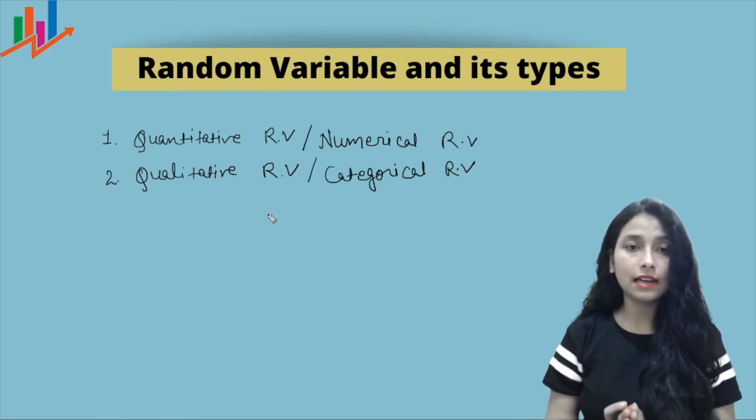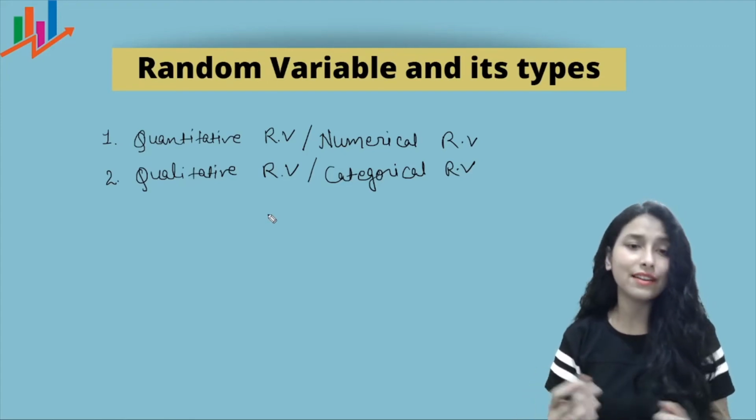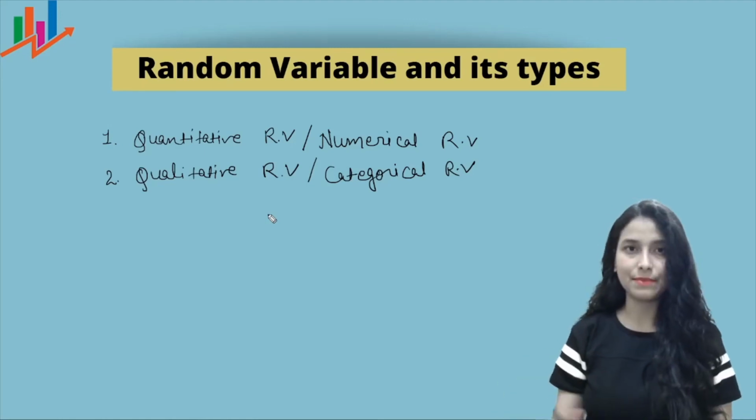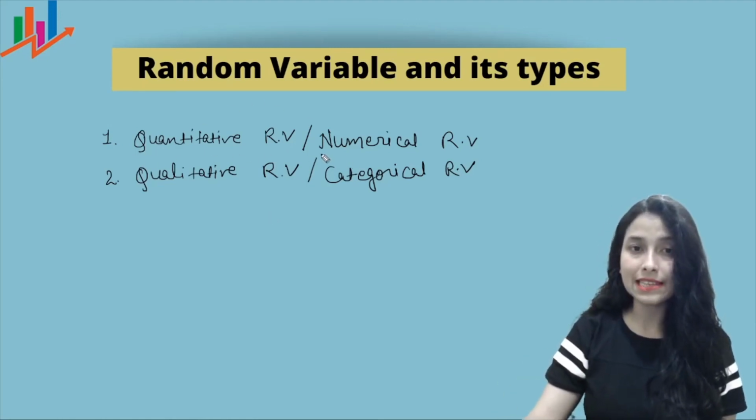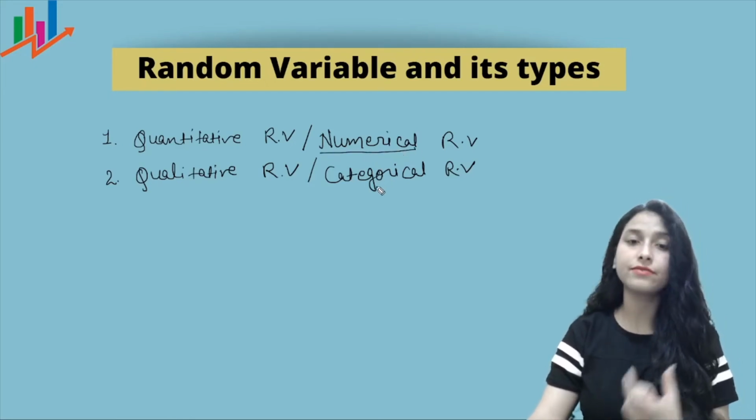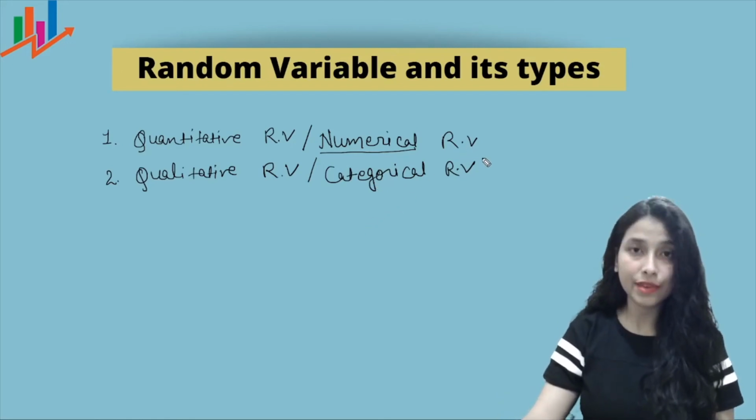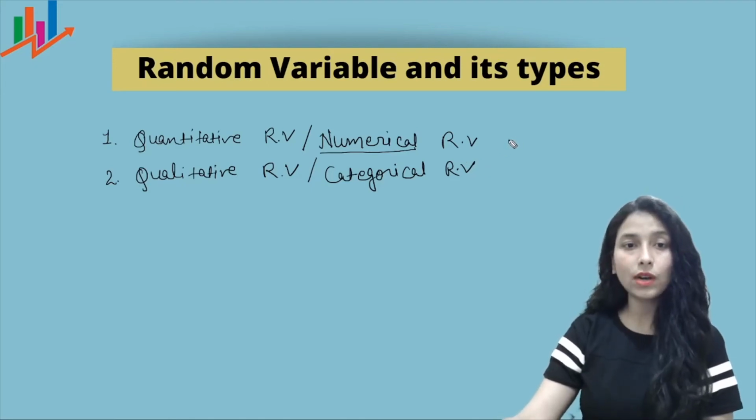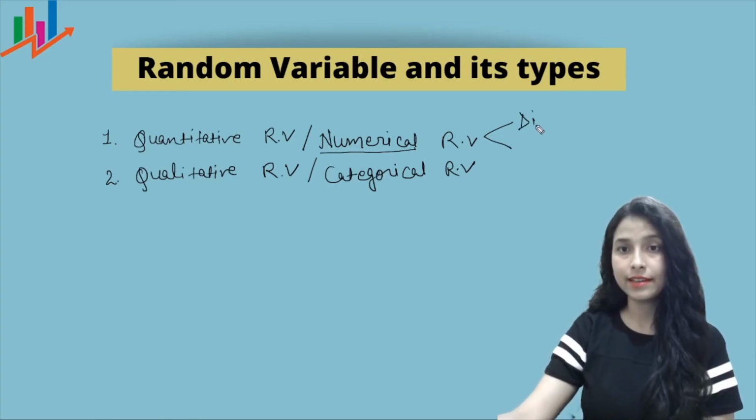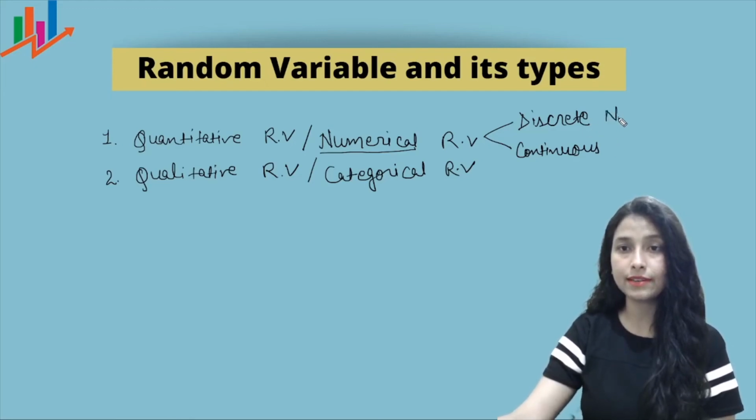Alright, so let us first understand what is quantitative random variable and what is qualitative random variable. This quantitative random variable, as the name suggests, is also referred to as numerical random variable. So the kind of data which is in the form of numbers is considered a numerical random variable. Now again, this quantitative random variable is divided into two types, that is discrete and continuous. You can say discrete numerical random variable and continuous numerical random variable.